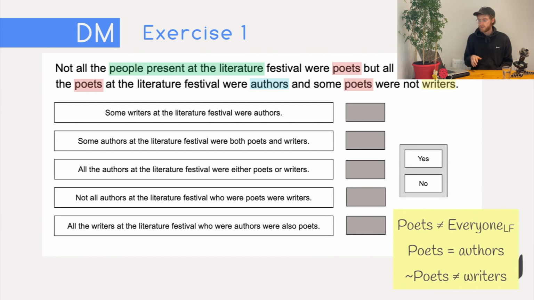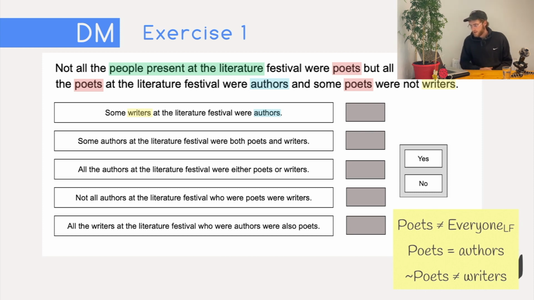So the first question here is asking about writers and authors, and I've highlighted the groups there just so that we know who we're working with. And it's asking that some writers were authors. Now from our second rule, we know that all poets were authors. And so from this relationship, we can look for if there's any relationship between writers and poets, because if we look at our rules, we don't actually have anything that relates authors to writers.